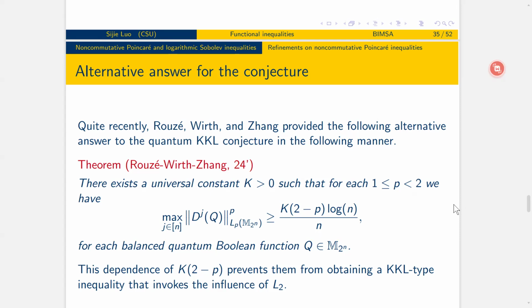And in their proof, they are interested in when p equals 1. They call it geometric influence because geometric influence has already been studied in Gaussian space. And we can see such a constant here. Such a constant will prevent them from getting the result when p becomes 2. When p becomes 2, the constant is 0, so the inequality is trivial. But when p is strictly less than 2, the result is fine. And that proof also relies on some kind of variant of the Talagrand inequalities. Okay, this is their result.